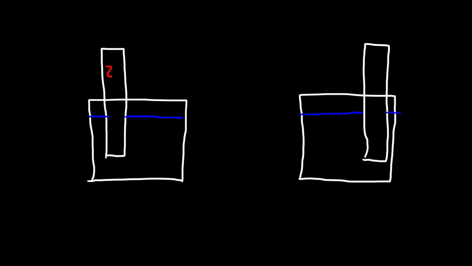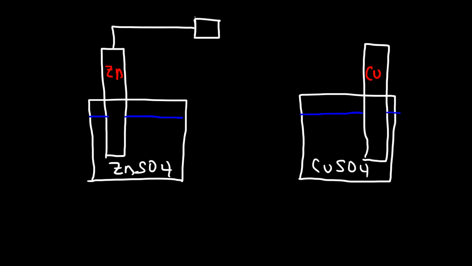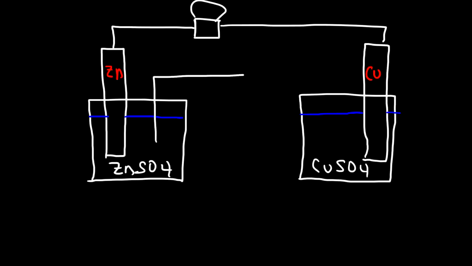So this is going to be a zinc metal, and this is going to be copper metal. So that's the copper electrode. The half cell on the left is going to contain a solution of zinc sulfate, and the one on the right is going to contain a solution of copper sulfate. Now I'm going to connect each electrode to a wire and to a light bulb, or you could use a meter if you want. Now we also need a salt bridge to prevent the buildup of charge between these two solutions.